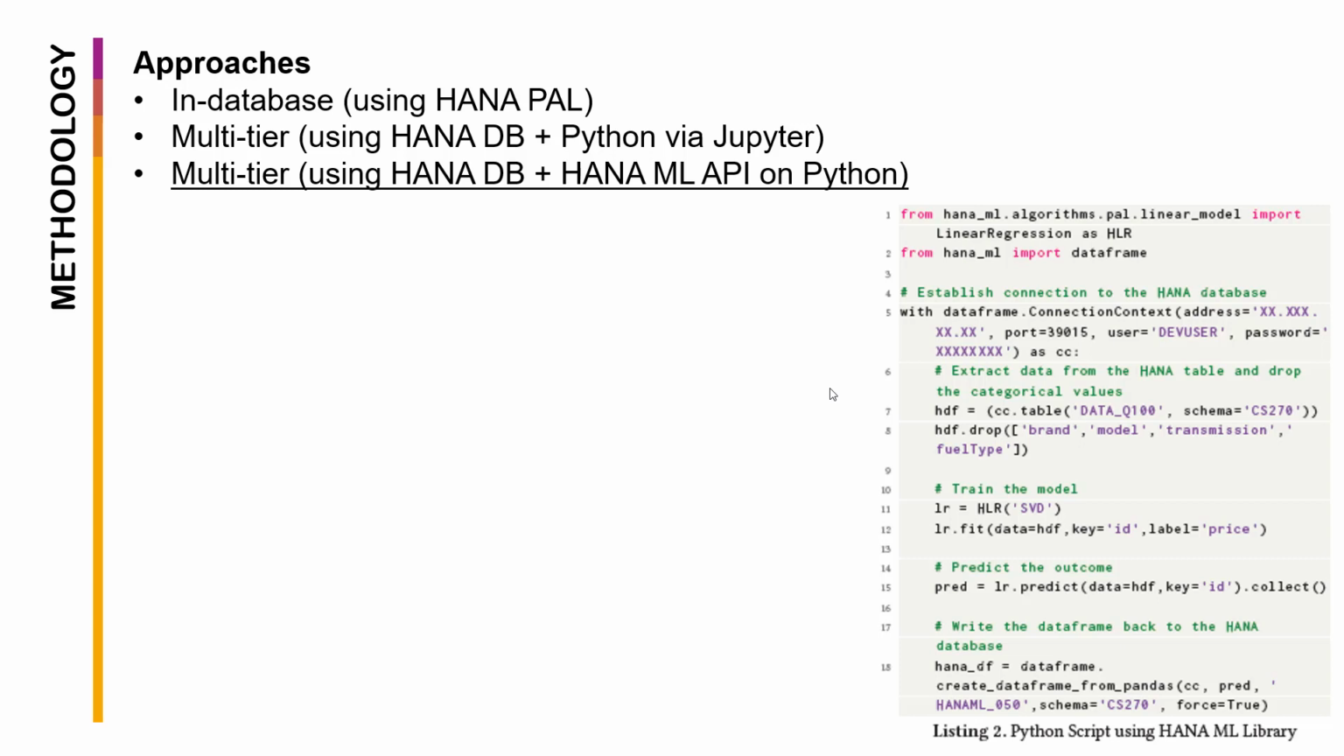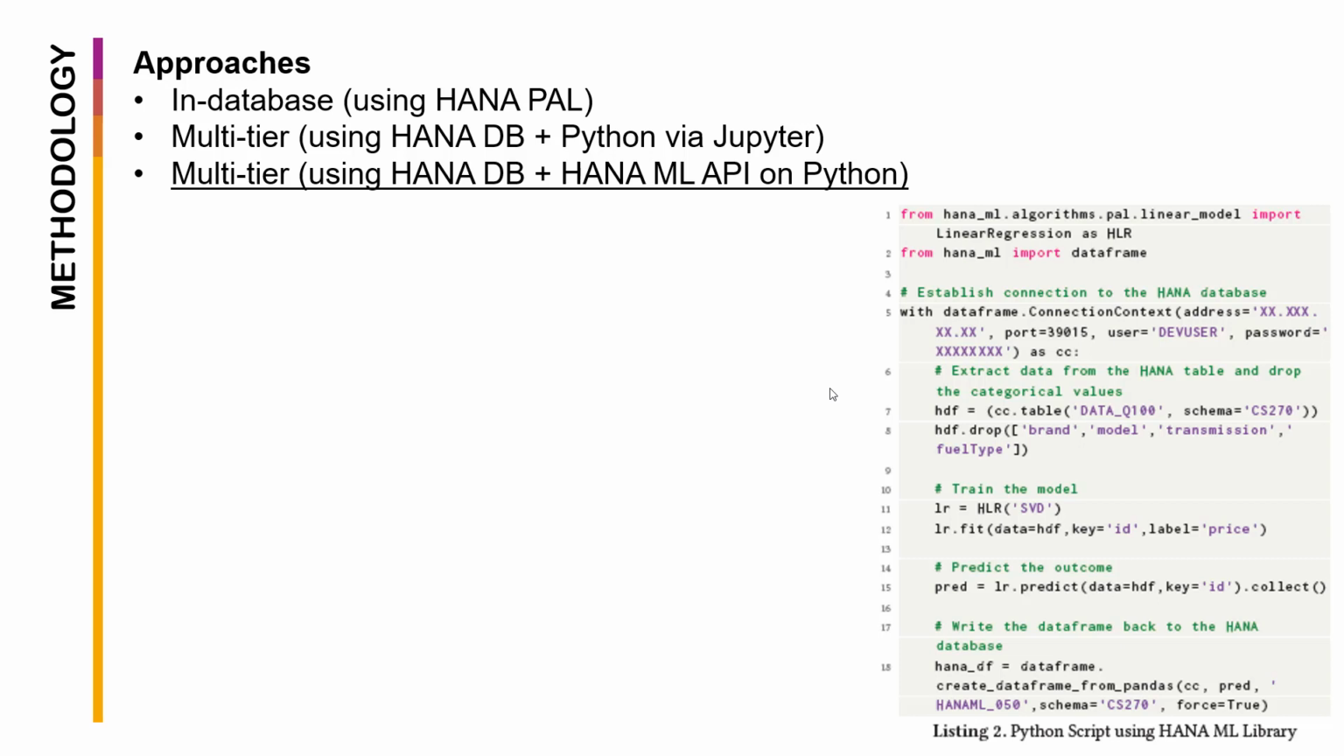So this HANA Machine Learning API is also provided by SAP for the Python lovers, Python users, to be able to do in-database machine learning on a different interface. Comparing it with the in-database approach where they access the database directly and have that graphical user interface, in this case they are using Python scripting, but leveraging the HANA library.